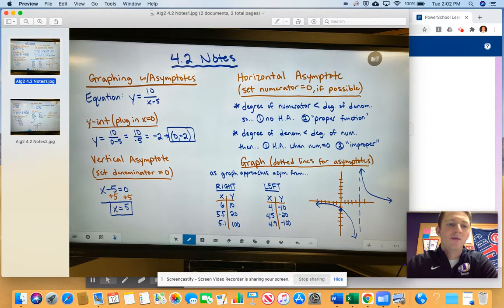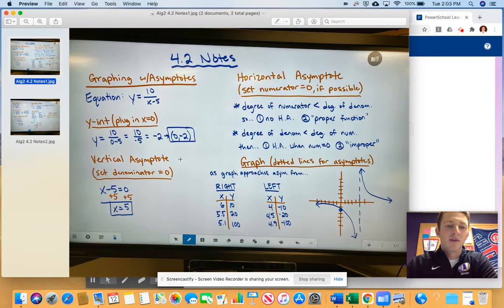So our first step is to find the y-intercept, and to do so, we're going to plug in 0 for x in the equation. So we're going to take this 0 and put it right in for the x right here. So 10 over 0 minus 5 simplifies to 10 over negative 5, which is obviously negative 2. And if we wrote it as a coordinate point, that would be (0, -2).